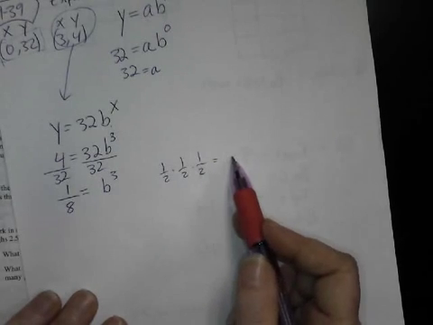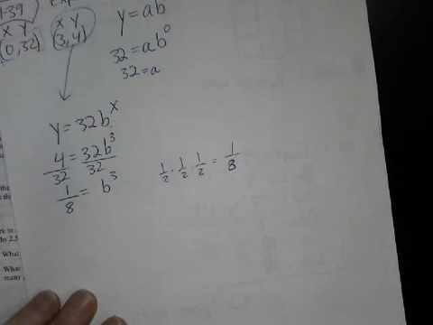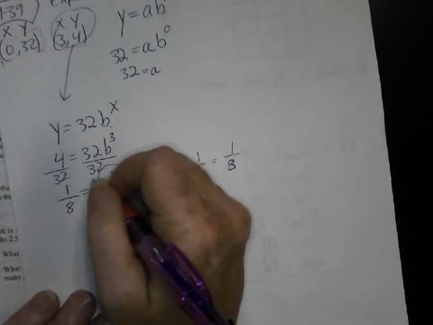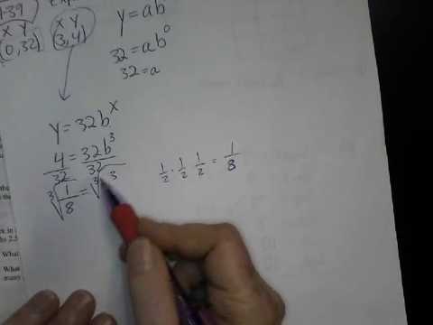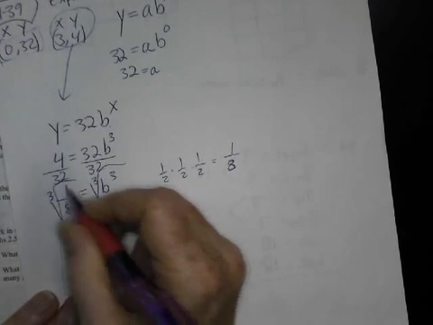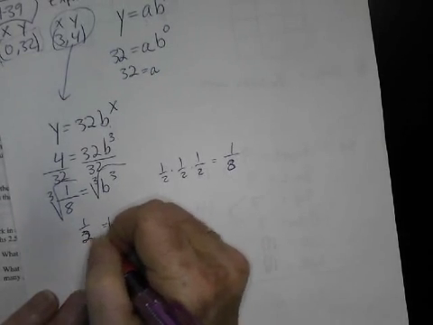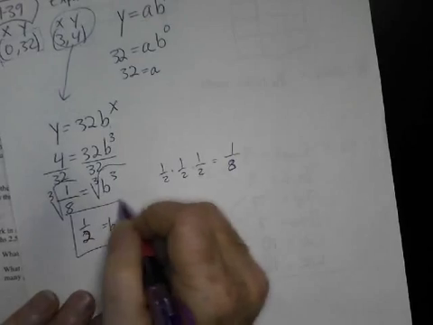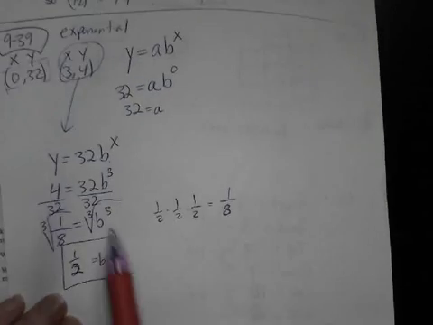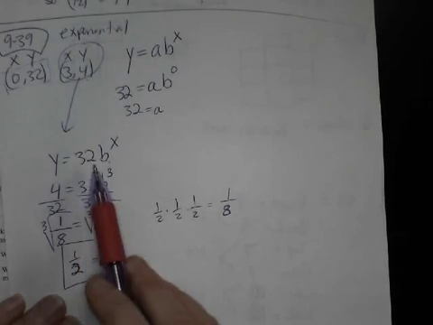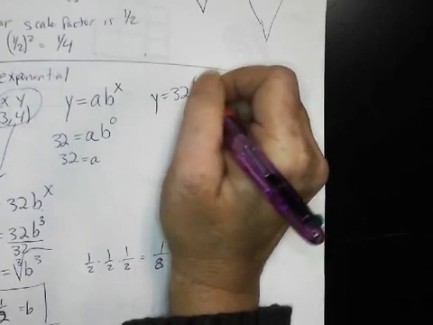Yeah. So in other words, I take the cube root of both sides to get the 3 to go away. The cube root of 1/8 is 1/2. That's b. Now I'm not all the way done. It asked me for the equation. So now I got my b, and I got my a. So now I can write y equals 32 times 1/2 to the x.